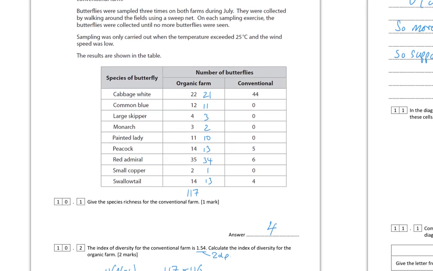Species richness is just the number of species. So I've got one here, one there, one there, and one there. It's a conventional farm, that's that one. So it's 4. That's good. I'll give myself a tick.